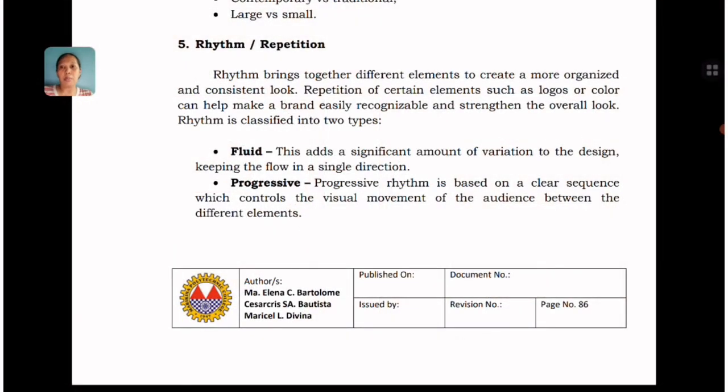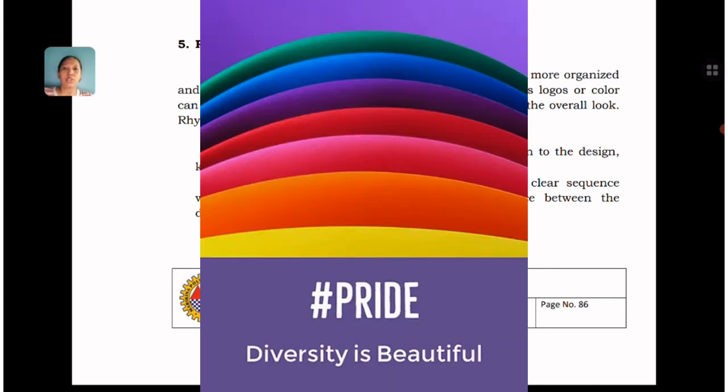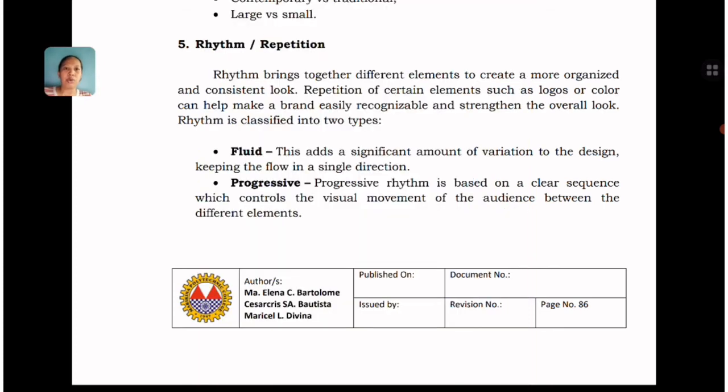So, usually, yan yung mga patterns. They bring together different elements to create a more organized and consistent look. So, yung repetition naman, yun naman yung mga certain elements such as logos or colors that can help make a brand easily recognizable and strengthen the whole or overall look. Two types of rhythm are fluid and progressive.